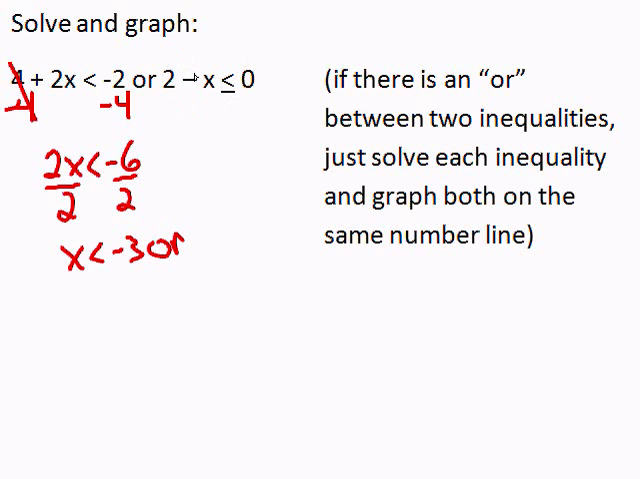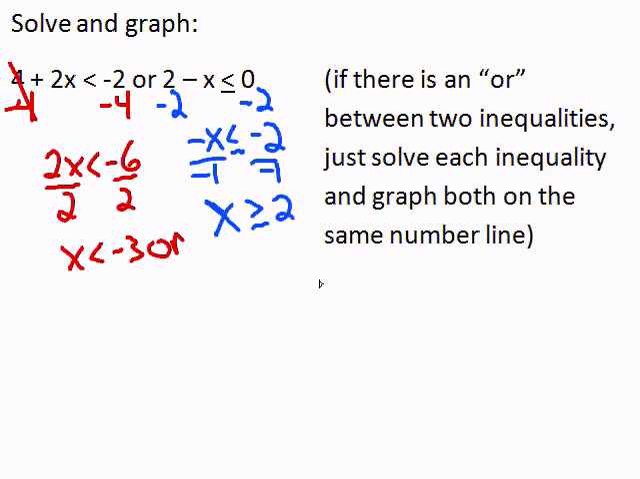To get the right inequality by itself, I undo subtraction addition again. I get rid of the positive 2 by subtracting 2 from both sides, leaving me with negative x is less than or equal to negative 2, and then I divide both sides by negative 1, leaving me with x is greater than or equal to positive 2. When we divide or multiply both sides of an inequality by a negative number, it causes the direction of the symbol to change. It flips the inequality.